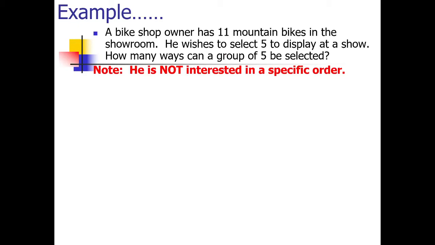Section Zircon, what is n? What's the value of n? Is it 11 or is it 5? Okay, it's 11. What about the value of r? 5. This is our r. So this is combination of 11 taken 5 at a time. Please use your calculator. What is 11 combination 5?